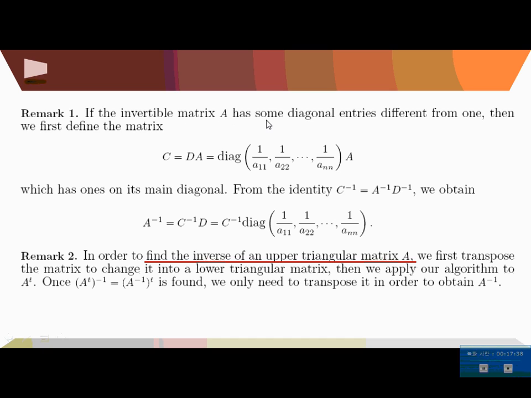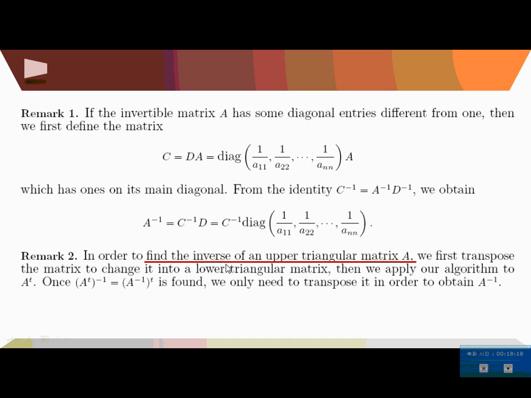And if the matrix A has some diagonal entries different from 1, then we can define a matrix D. We can multiply D on A like this, where D is a diagonal matrix whose main diagonal entries are the reciprocals of the main diagonal of A. Then if we multiply, the main diagonal of C is all ones here. And C inverse can be found in this way. So A inverse should be C inverse times D like this.